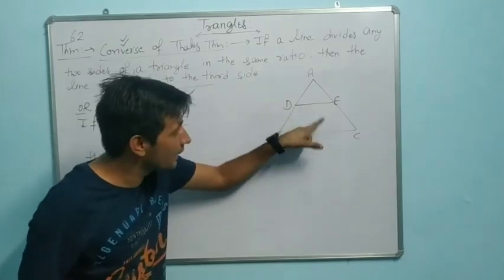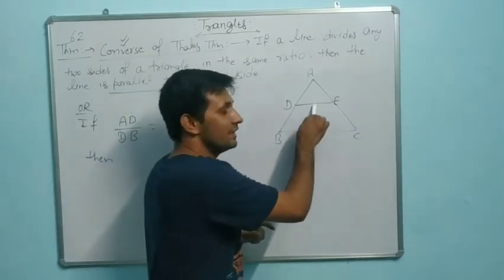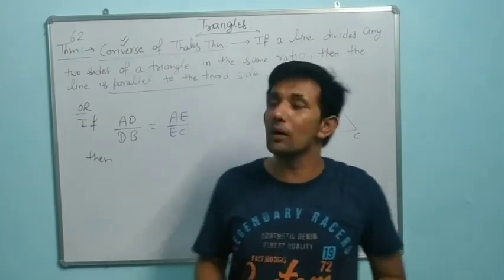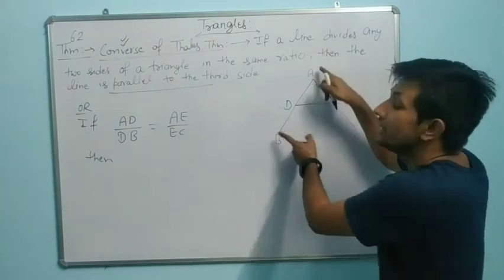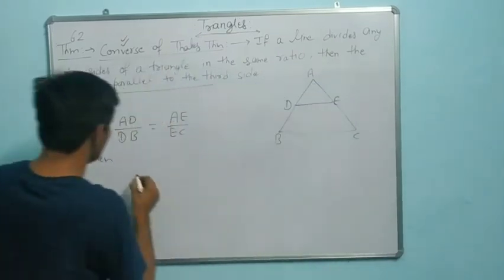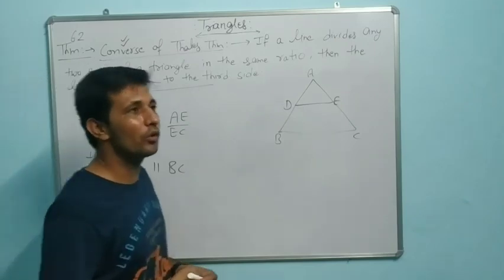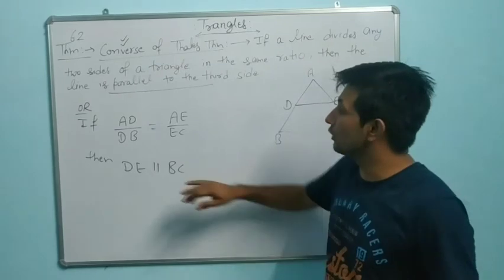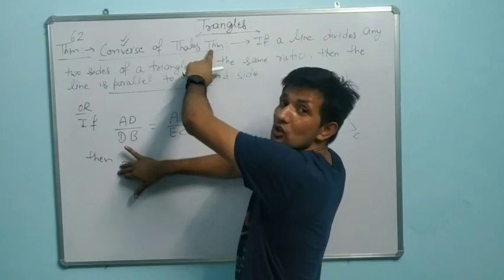If a line divides two sides of a triangle in the same ratio, it means this line is always parallel to the third side. Opposite dear. In Thales theorem 6.1, what did we discuss? If the line is parallel, then it divides in the same ratio. But now, if the ratios are the same, then the line is parallel. You only have to remember these two theorems dear. If in any question the ratios come equal, we use the converse of Thales theorem.